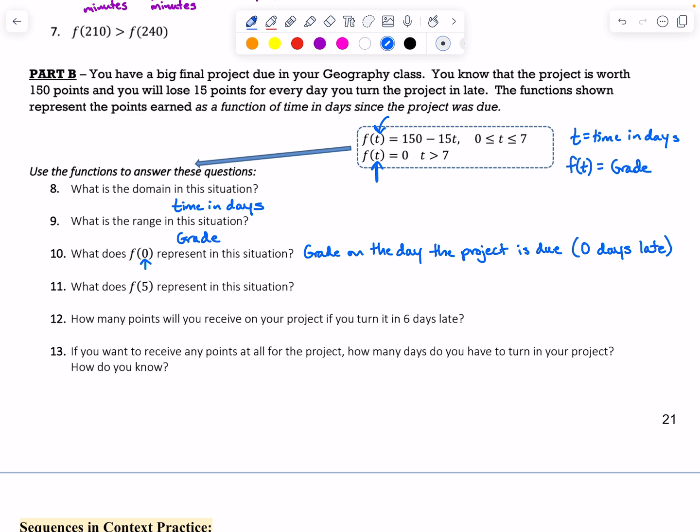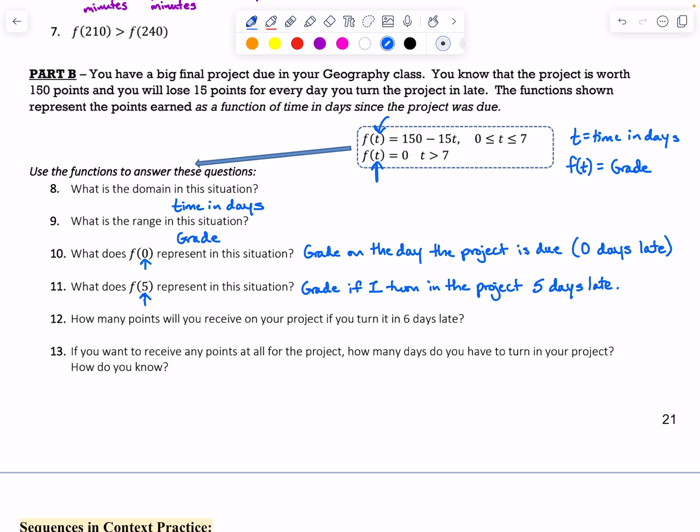So what does f of 5 represent in this situation? Well, that's not good because that would be 5 days late. So that would be my grade if I turn in the project 5 days late. Not good. How many points will you receive on your project if you turn it in 6 days late?